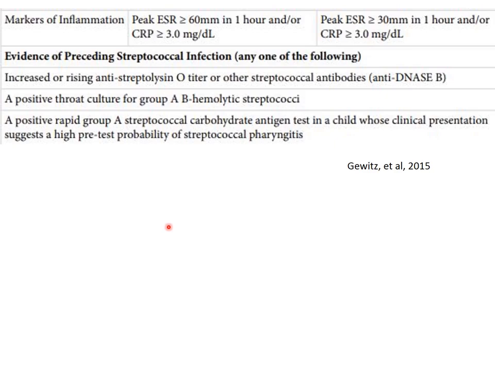All this has to be present in the presence of a previous streptococcal infection, or the evidence of a previous streptococcal infection, which is either an increased or rising anti-streptolysin O titer or other streptococcal antibodies like anti-DNase B, a positive throat culture for group A beta hemolytic strep, a positive rapid group A streptococcal carbohydrate antigen test in a child whose clinical presentation suggests a high pretest probability of strep pharyngitis.